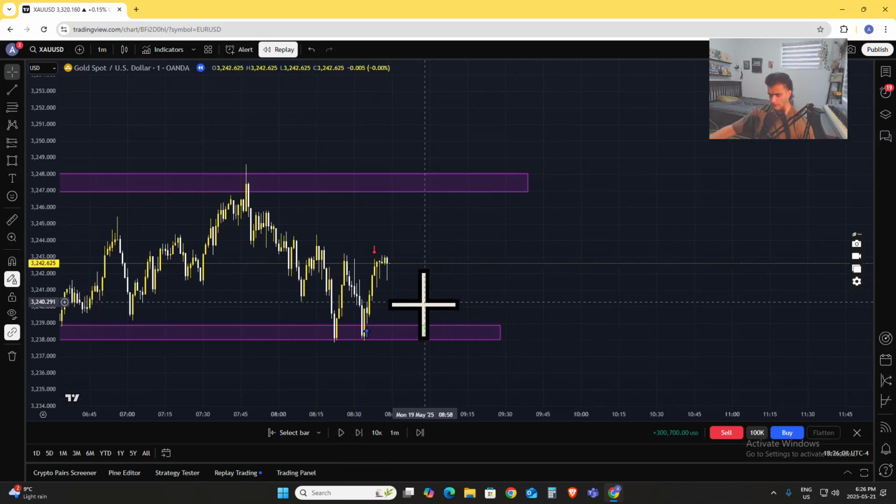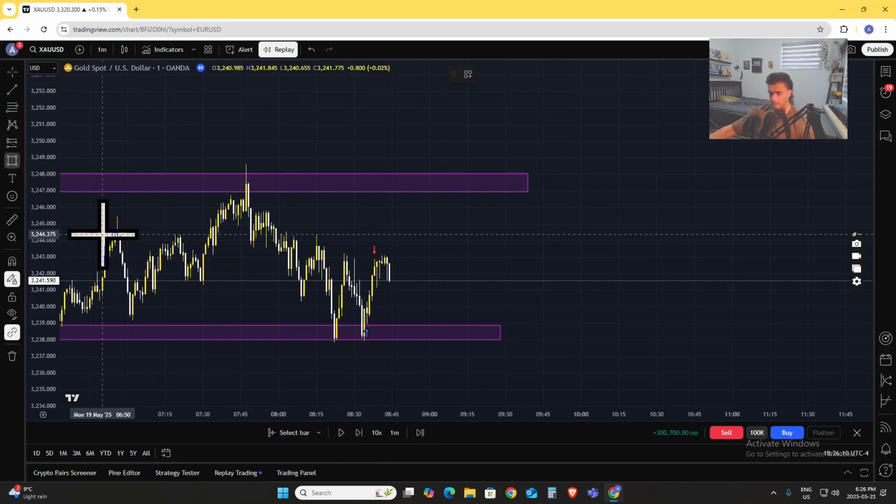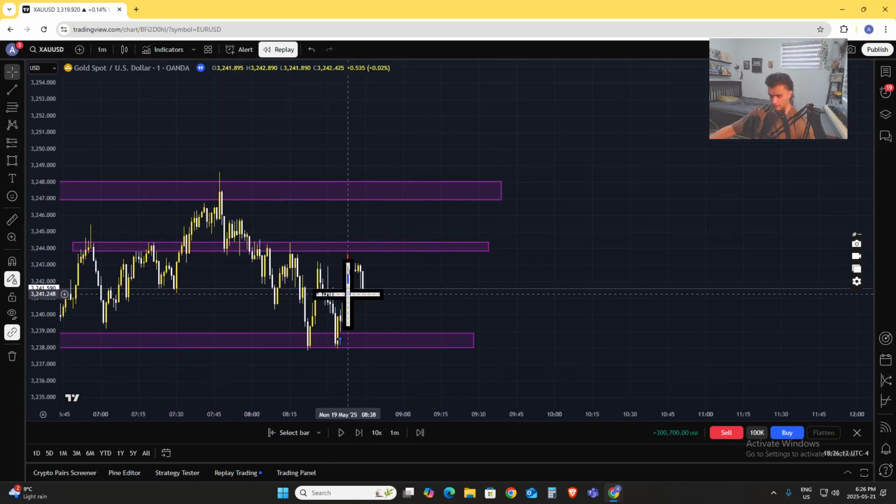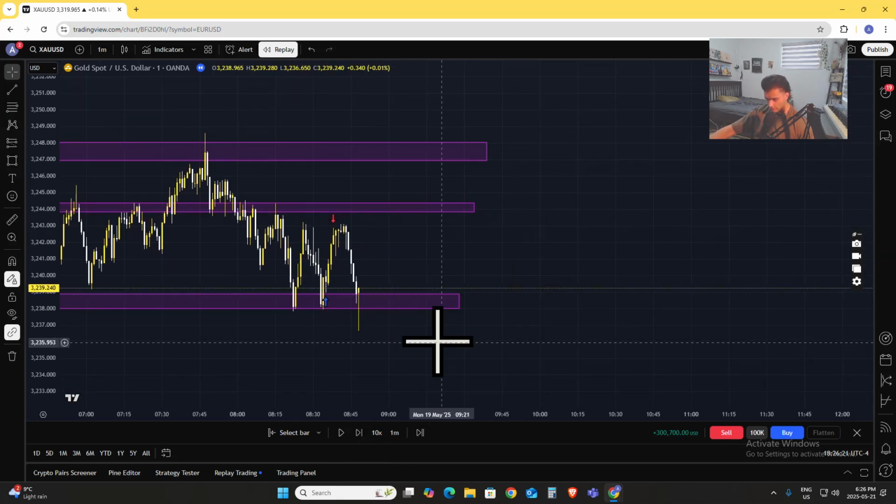Alright, that was a nice one. We can define this as a new zone, right? So if it does a break and retest, I'm going to buy. Otherwise, if it goes back down here, I'm going to buy as well at support. That should be legitimate. So that's 8.